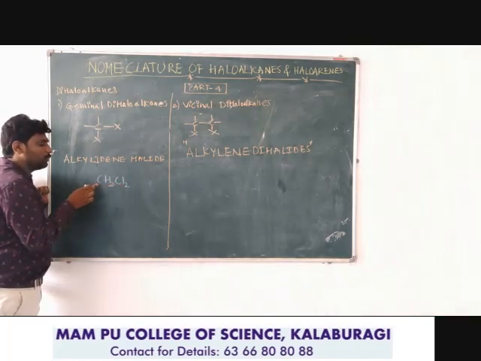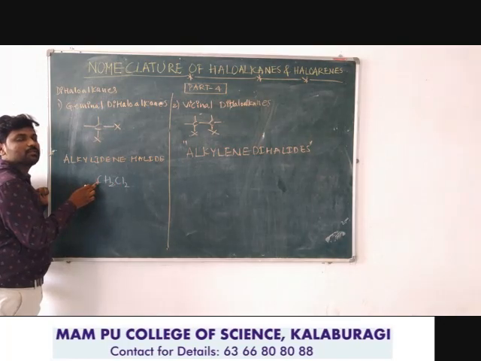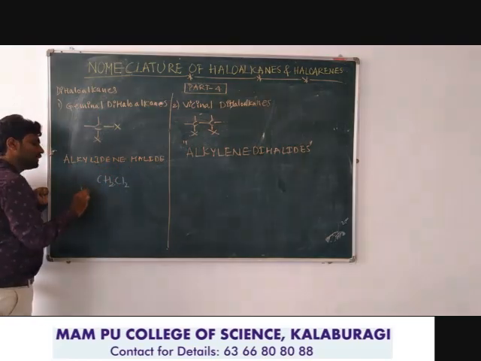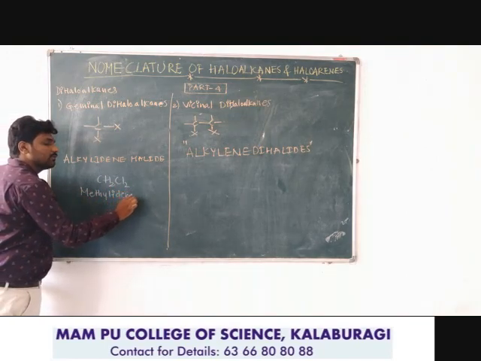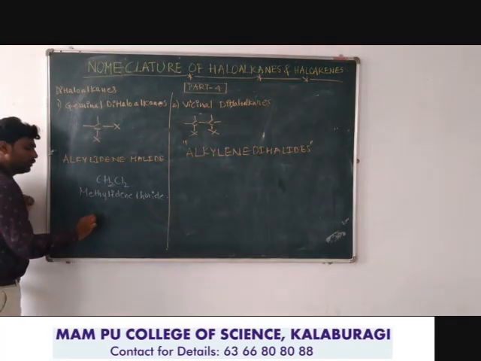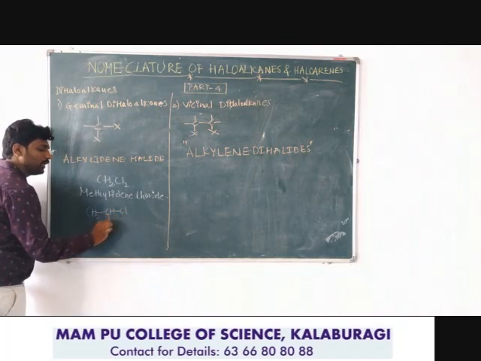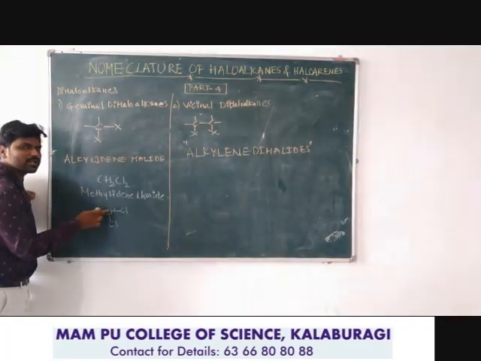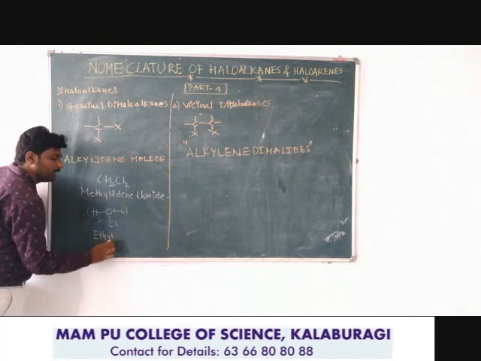The chlorine is bonded to the one carbon atom containing aliphatic system. So one carbon atom containing aliphatic system will be known as methylidene halide, methylidene chloride. Chloride is indicating the presence of the two chlorine atoms on the same carbon atom. Suppose two carbon atoms are there in which two halogen atoms are bonded to only one carbon atom, but the aliphatic system is containing two carbon atoms. Then it is ethylidene chloride.